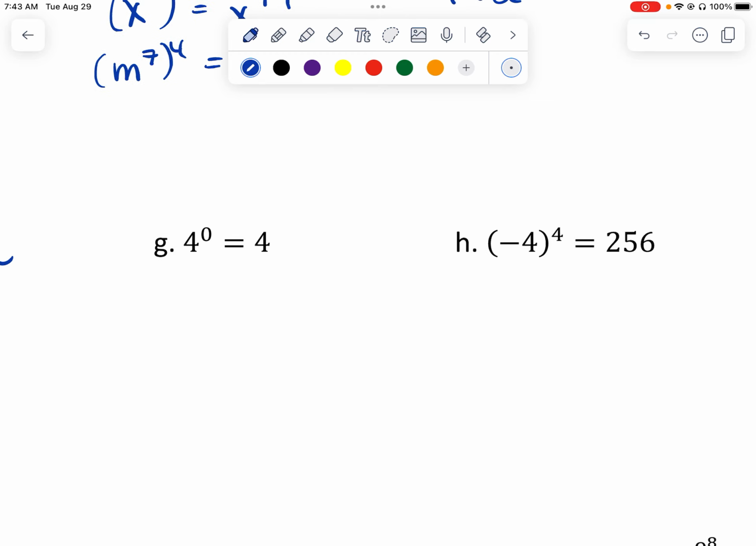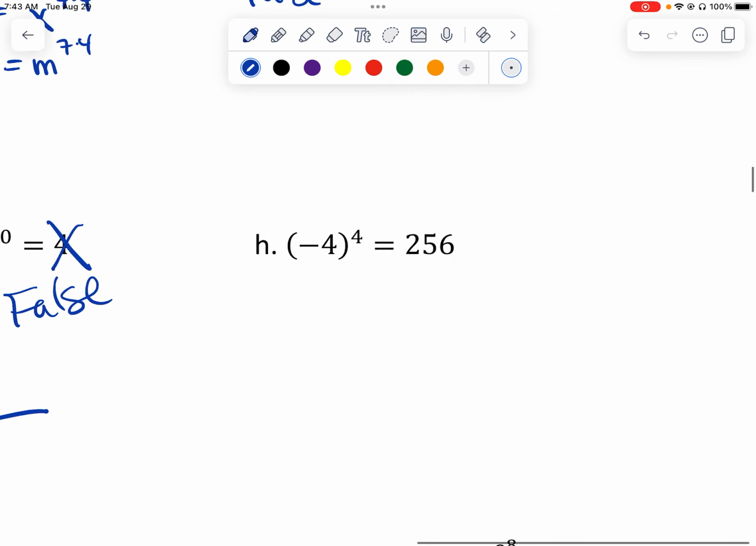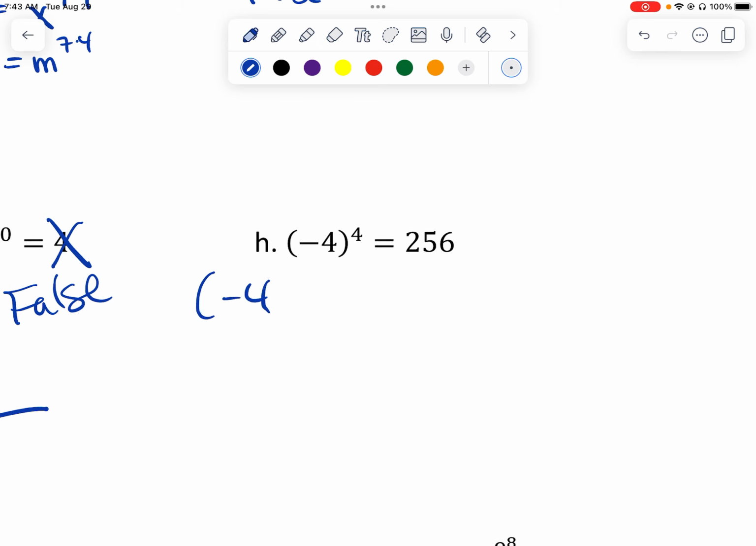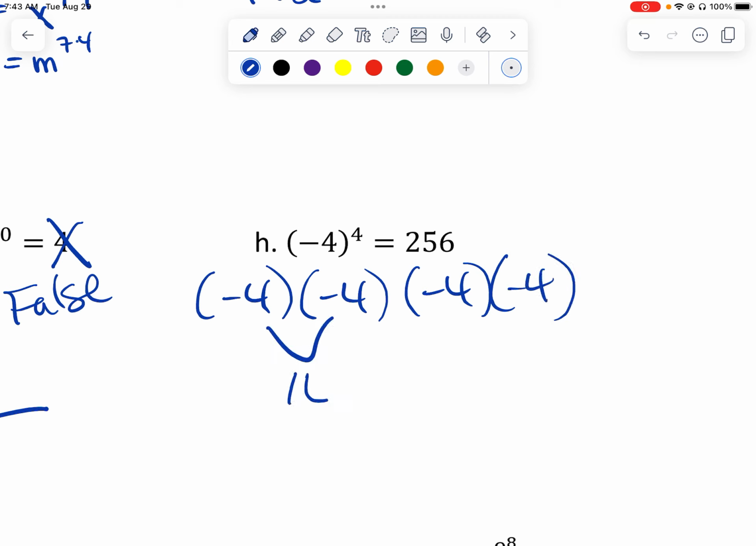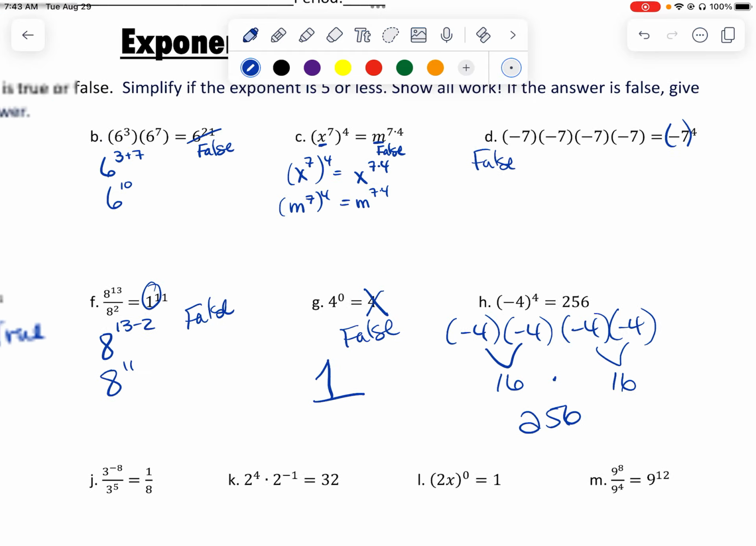Anything to the 0 power, except for 0, is 1. Well, let's look at this. We have -4 times -4 times -4 times -4. These two together get 16. These two together get 16, and that is 256.